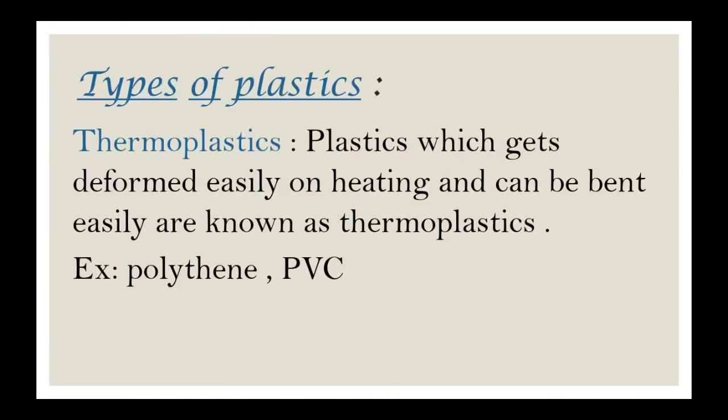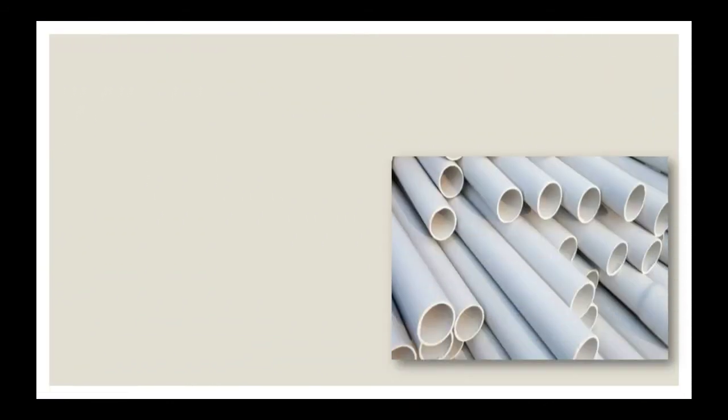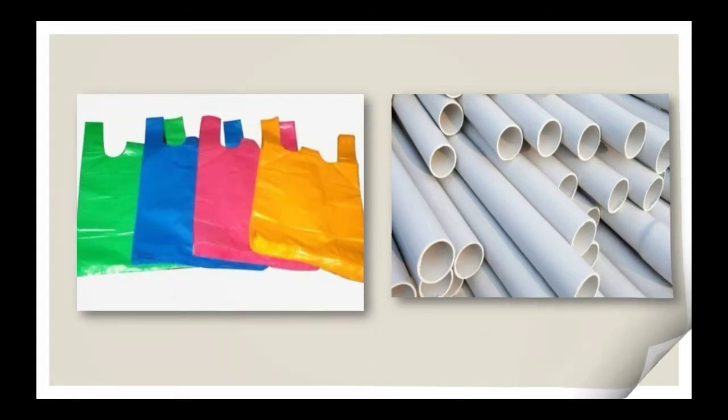First one is thermoplastics. Plastics which get deformed easily on heating and can be bent easily are known as thermoplastics. These thermoplastics have linear linking arrangements. Examples are polyethylene and PVC. Here you can see PVC pipes and polythene bags.